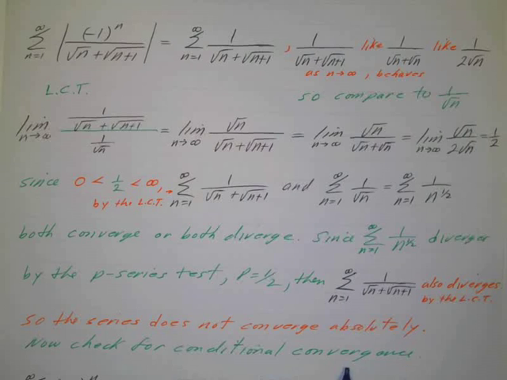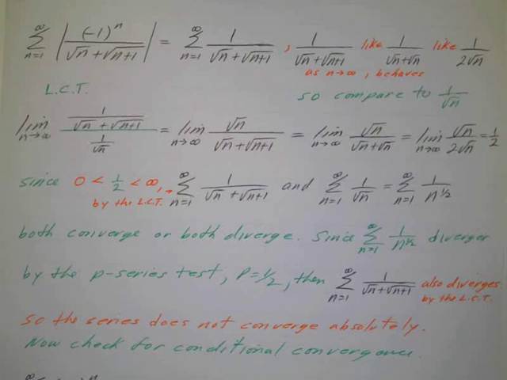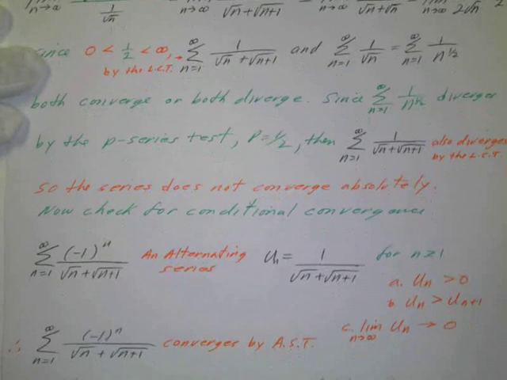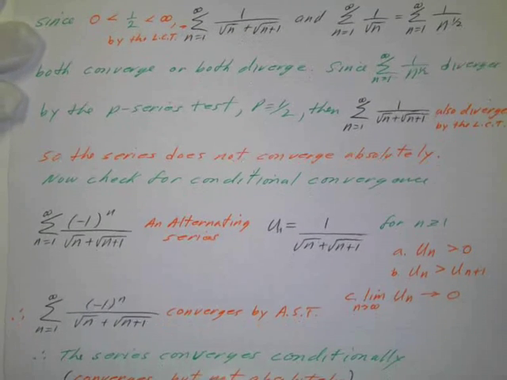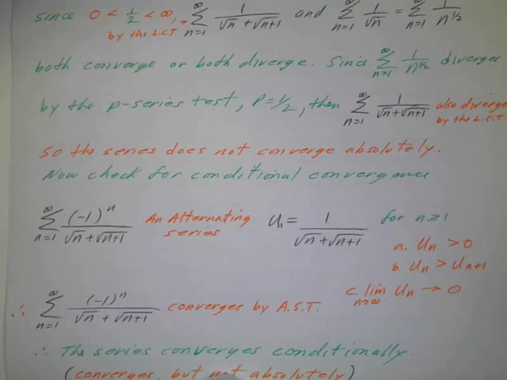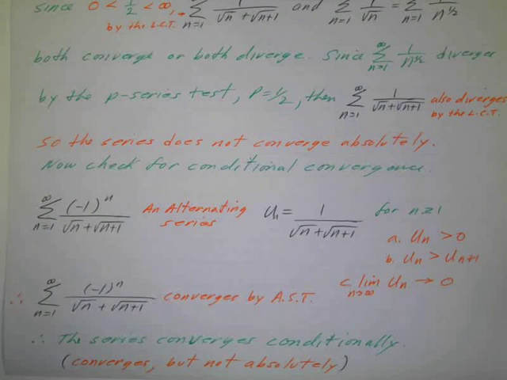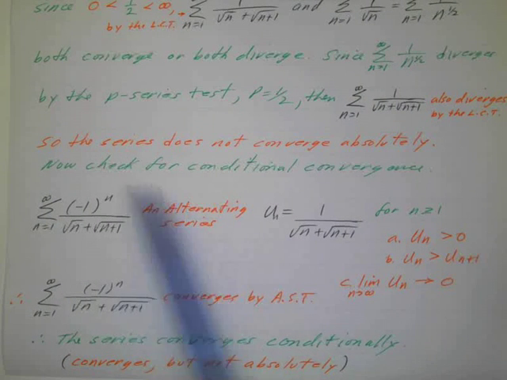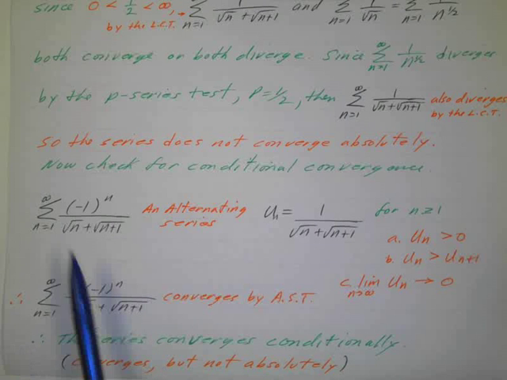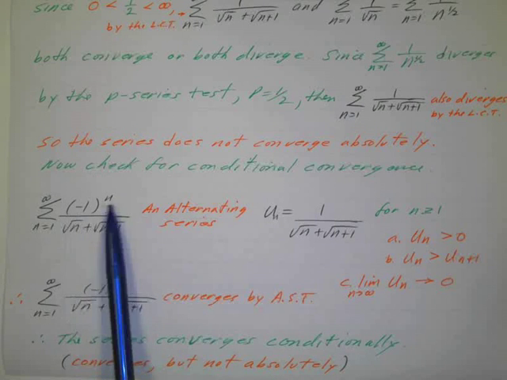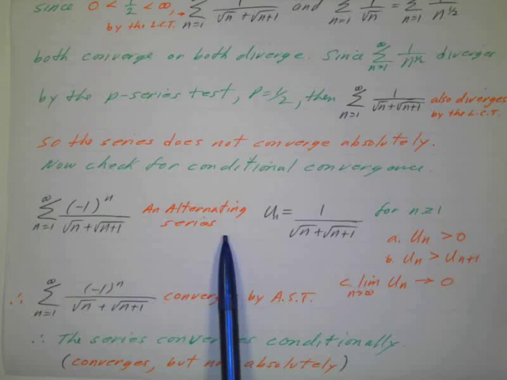Okay, so let's check now for conditional convergence. Does it converge in its native form? That's why this Leibniz test is really valuable for alternating series. It's only for alternating series, but that's a lot of them. So now check for conditional convergence. This is the summation, and this is the series in its native form, not taking the absolute value.